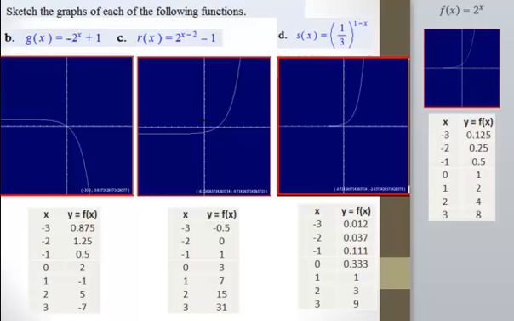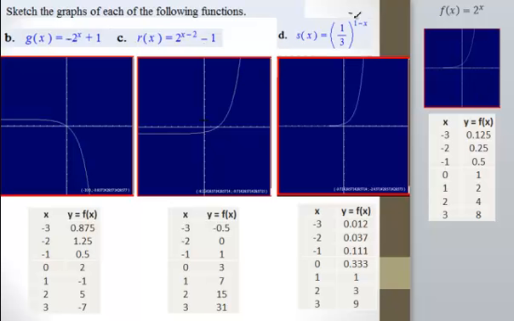So let's look at D. We have 1/3 to the 1 minus x. Well, the 1/3 is supposed to reflect it over the y-axis. So you would take this graph and reflect it this direction. But since we have this 1 minus x, it's doing different things to it.